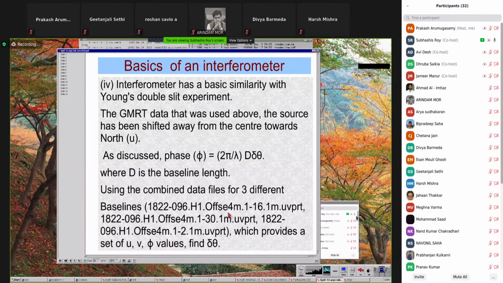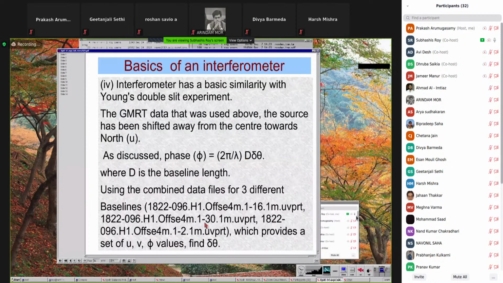So you have to check at V and see that the phi, which is 2 pi by lambda, where lambda is for 1.4 gigahertz, or you can convert it to the equivalent lambda, which is 0.2 meter or so. And then V is effectively D there, because that is in that direction along north, times delta theta. Delta theta is unknown, but you know the phase, you know lambda, you know effectively D underscore V. So once you know these, you should be able to determine what the offset is.